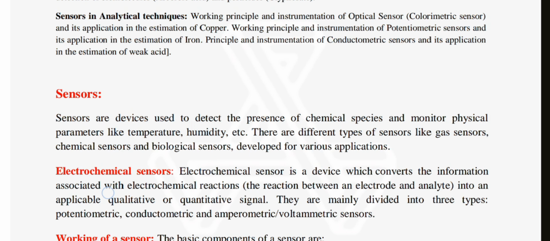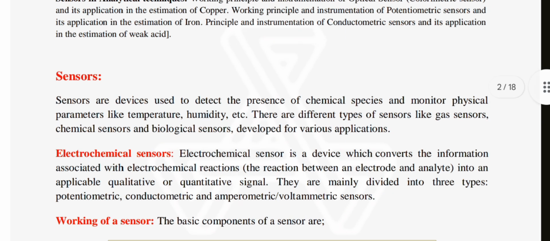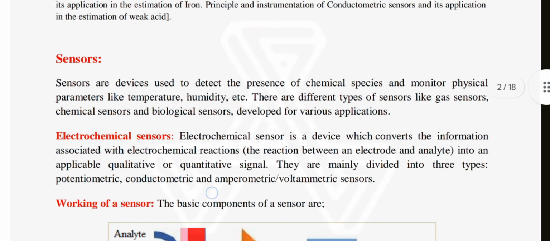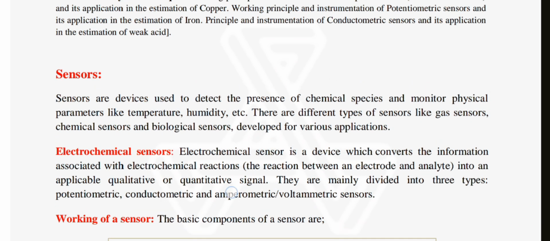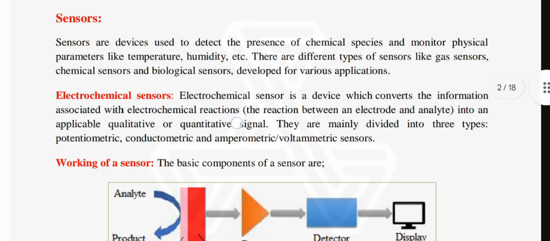Sensors in analytical techniques, working principle, instrumentation of optical sensors, colorimetric sensor and its application in the estimation of copper, working principle and instrumentation of potentiometric sensors and its application in the estimation of iron, principle and instrumentation of conductometric sensors and its application in the estimation of weak acid.